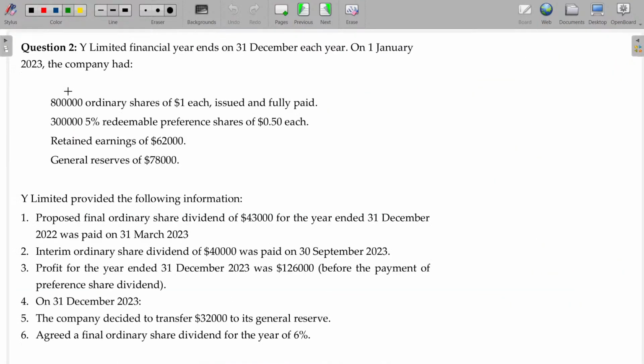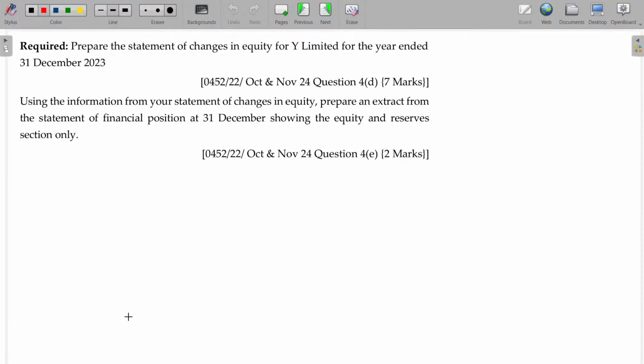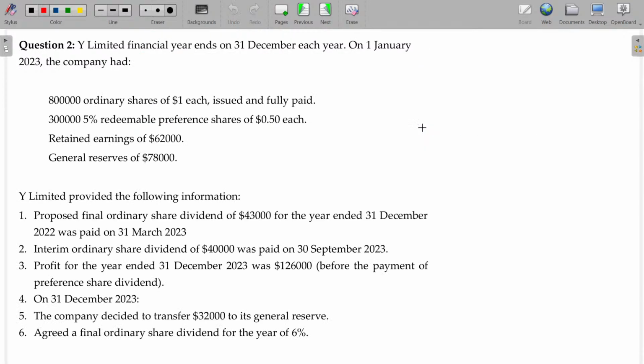Let's move on to the next question number 2. Okay, in this question number 2, prepare the statement of changes in equity for Y Limited for the year ended. Using the information from your statement of changes in equity, prepare an extract from the statement of financial position, especially equity and reserve sections only. Equity and reserve section, 7 plus 2, 9 marks. This is one of the easiest content where you can score decent marks.